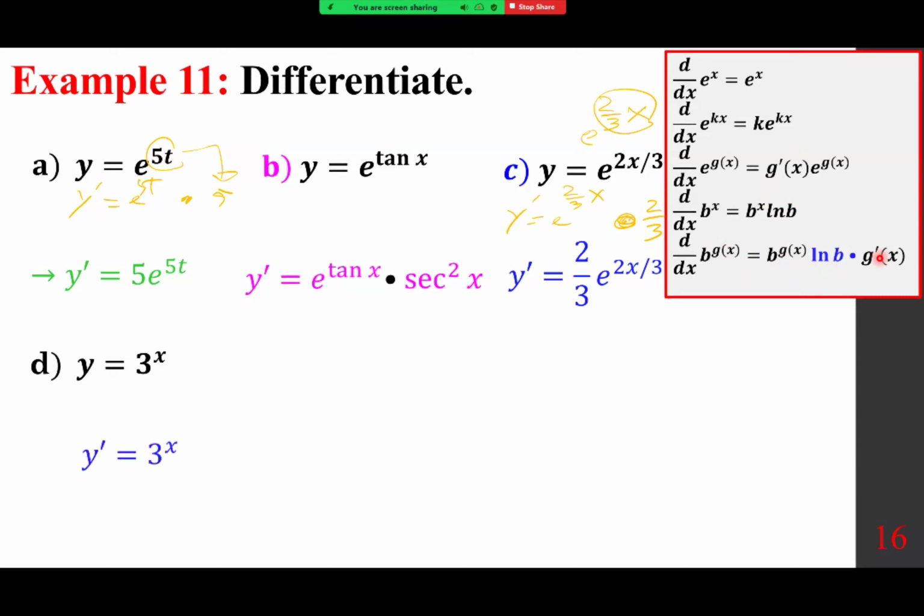So the answer is 3 to the power of x. And then because the base is not e, times ln 3, and we just rewrite it so it becomes clear that it's 3 to the power of x times ln 3, we are done.